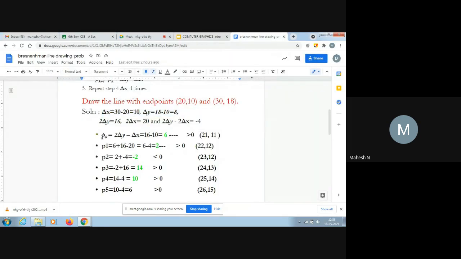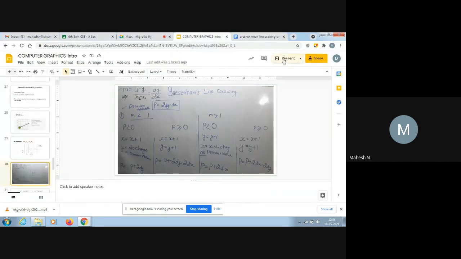P is equal to, for the second point, 2 dy minus dx. What is 2 dy? It is 16. What is dx? Dx is 10. So 16 minus 10, my decision variable turned out to be 6, which is greater than 0. So if it is greater than 0, what will we do?